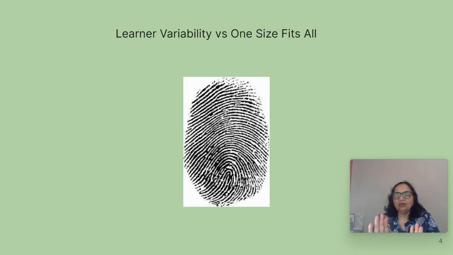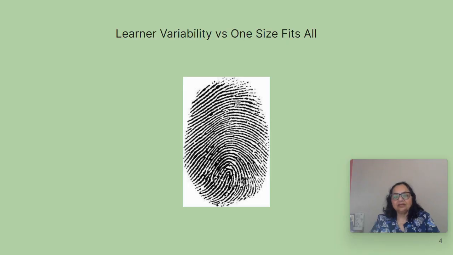Okay, so now I want everybody to look at their fingerprints. When you look at your fingerprints, we know that the fingerprint on each finger is diverse. They are not alike, right? They're all different. So even identical twins have different, diverse learning impressions, learning prints.